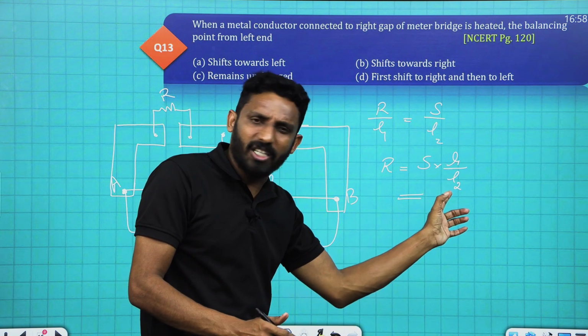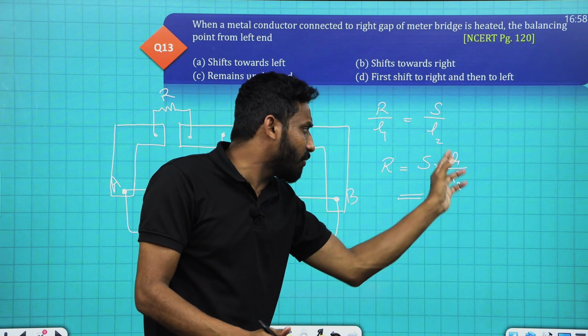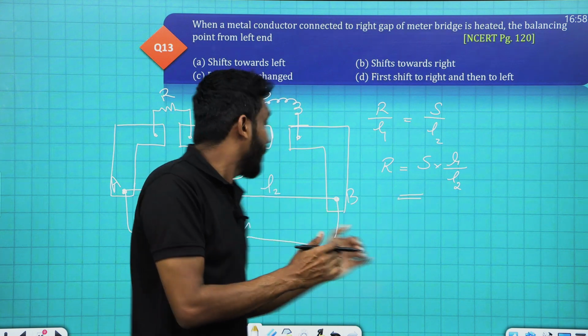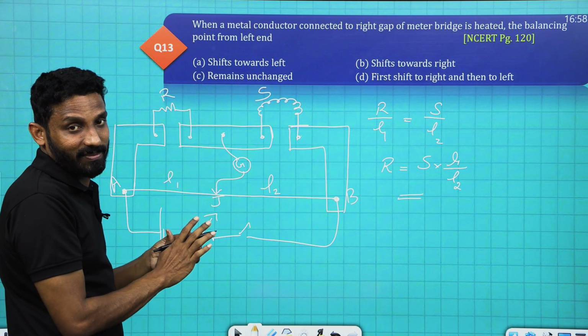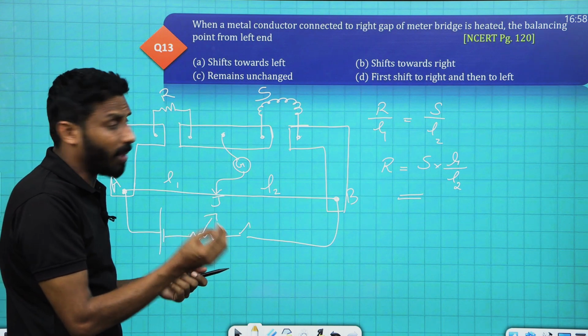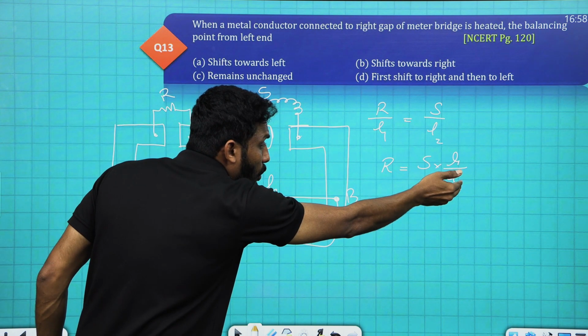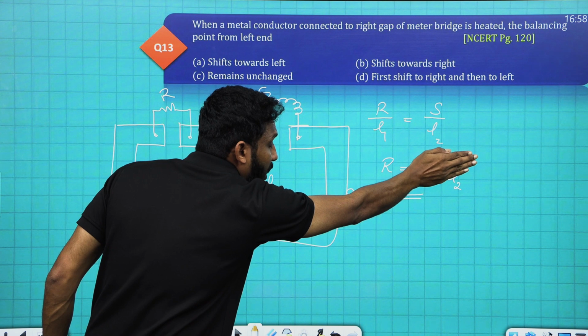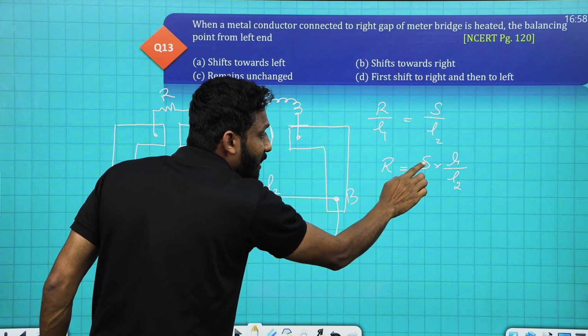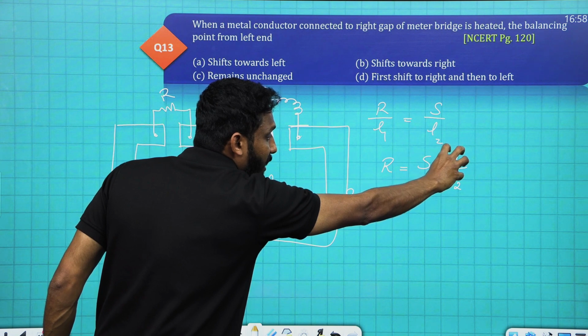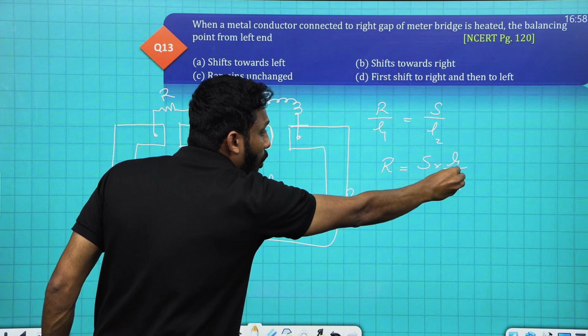L1 by L2, when will it decrease? It will decrease when L1 is decreasing. L1 decreasing means automatically L2 is increasing. So this quantity remains constant because S is increasing. S increasing, so this should be decreasing: L1 decreasing and L2 increasing.